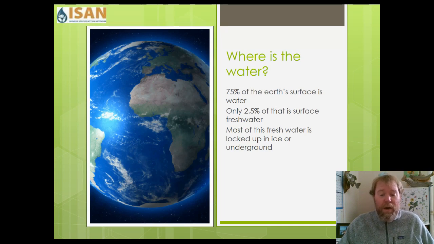Most of that fresh water is locked up in glaciers or ice, or is underground in what's called groundwater. This fresh water that is locked up in ice and underground is not available to plants or animals for part of the ecosystem or the food web.